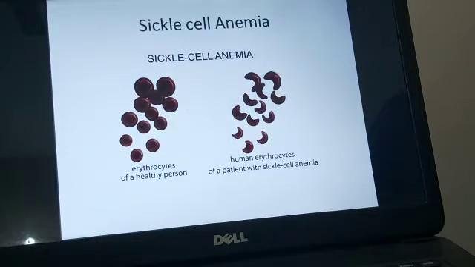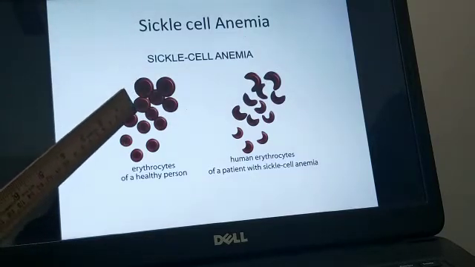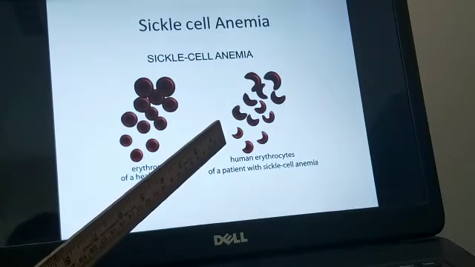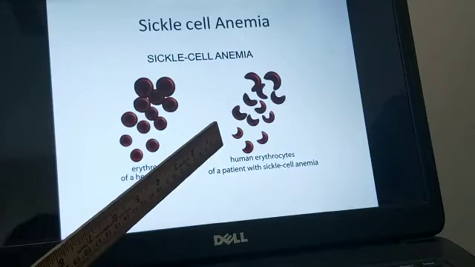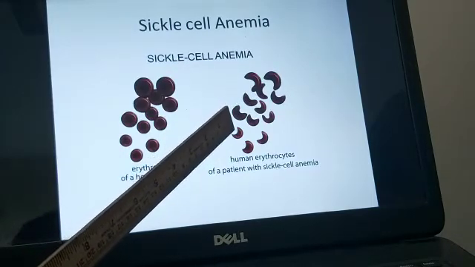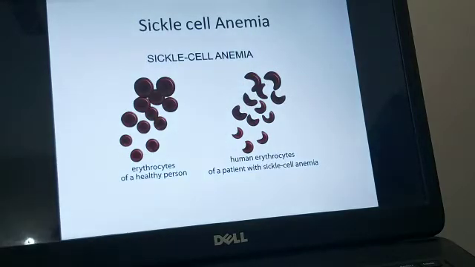Now let us understand the next disease, that is known as sickle cell anemia. Here in this picture you can see how the normal erythrocytes look, and here you can see how the erythrocytes of the patient suffering with sickle cell anemia look. This RBC structure is known as sickle. So that's why this disease is called sickle cell anemia. Now let us understand about this disease.